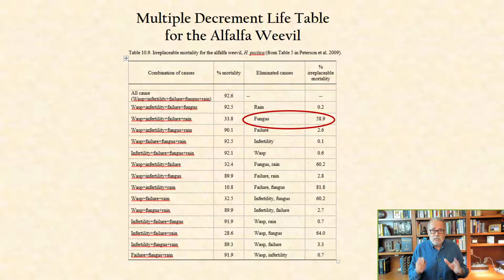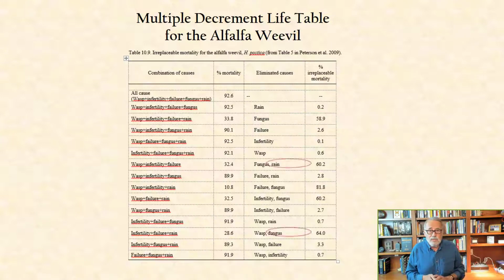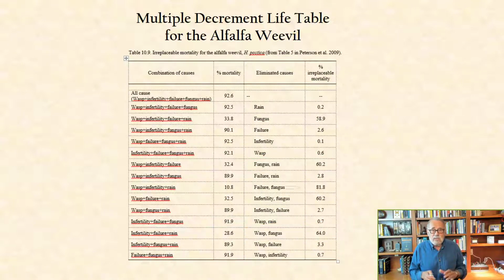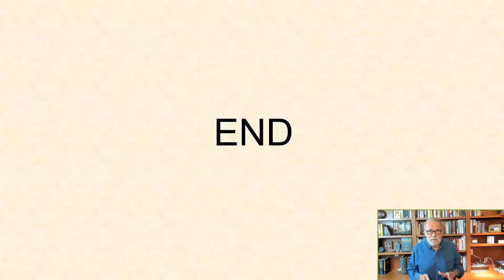Note that for fungus alone, nearly 60% of the total mortality from all other causes would not be replaced. The importance of this factor is underscored when elimination of this factor is combined with the elimination of other factors, showing the minimal impact of the others when combined with a fungus as a cause. The one exception is elimination of both failure to develop and fungus results in over 80% of the deaths that would not be replaced.